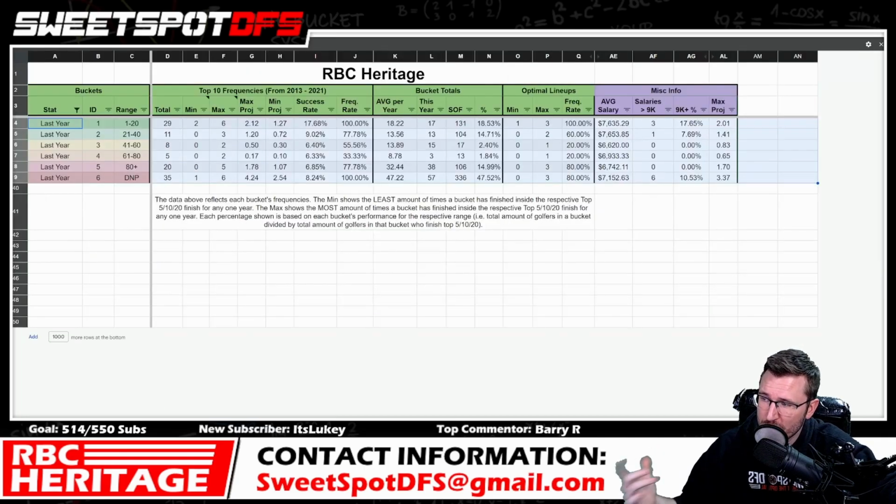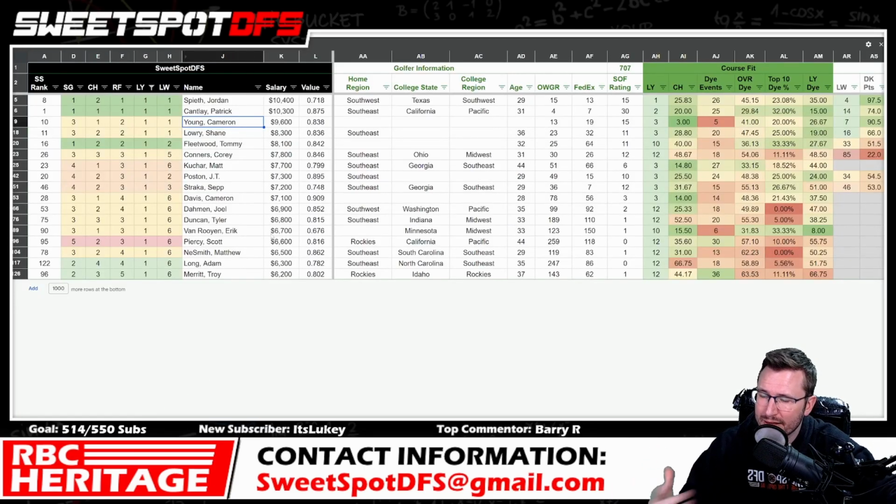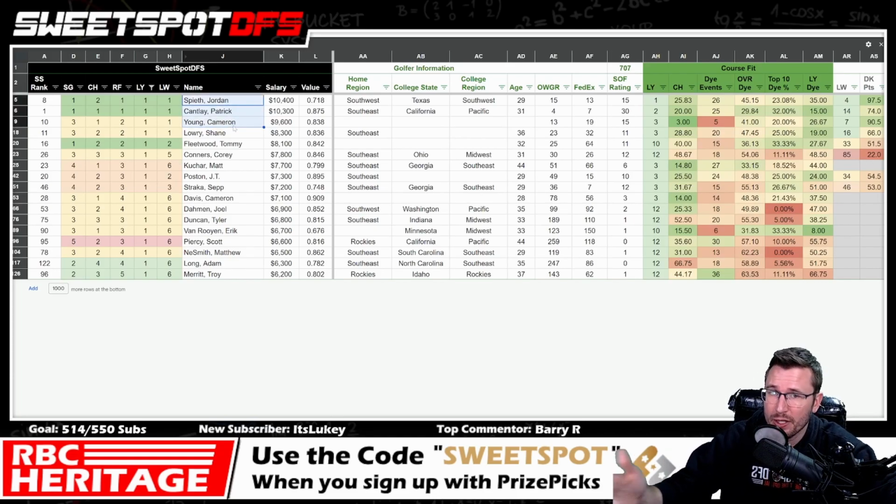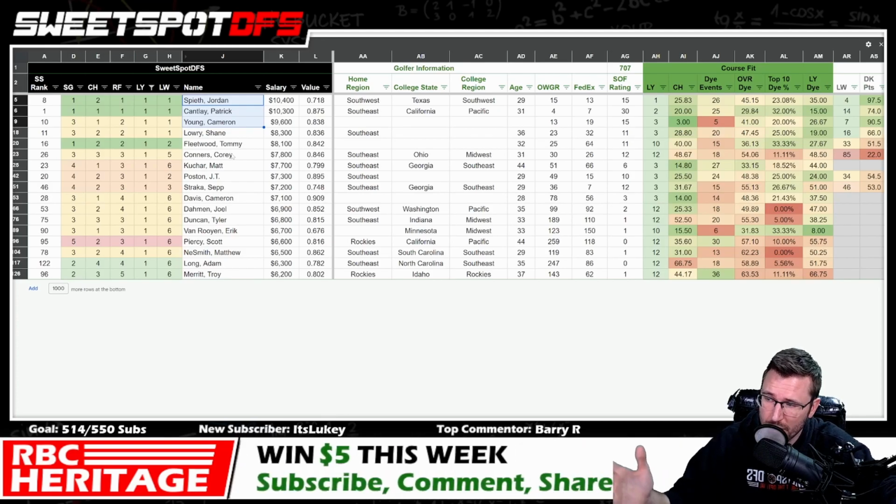Now, again, the projection's 1 to 3. That's what I think is going to be inside the top 10. Does not mean that's how many golfers you should choose. I think choosing 1, though, is a good thing to do. The 3 golfers at the top here could actually all finish inside the top 10. You can't roster them. It wouldn't be feasible. You wouldn't have enough money left to finish out the last 3 golfers with a decent player pool. So just remember that.